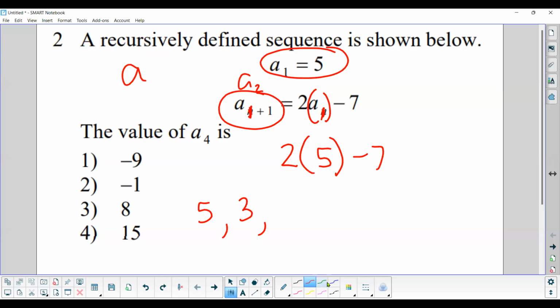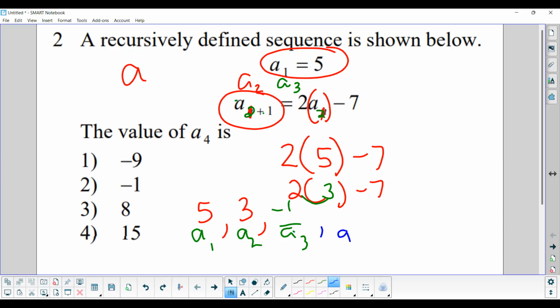I'm going to do that again. To find a sub 3, I'd have to put a 2 here, since a sub 2 plus 1 is 3. And that means I'd have a 2 over here. This time when I plug a sub 2 into my formula, a sub 2 is not a 5. A sub 2 is 3. So my first value was 5, my second value was 3, and my third value will be 6 minus 7, which is -1.